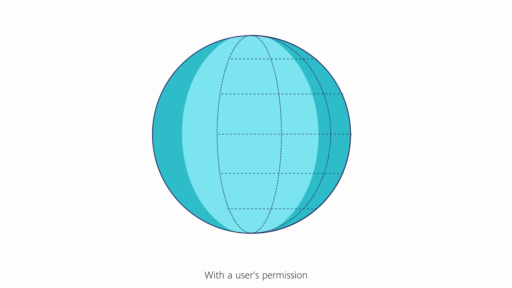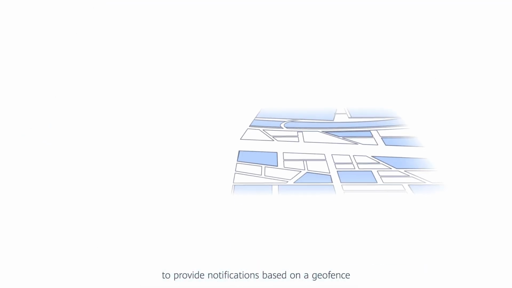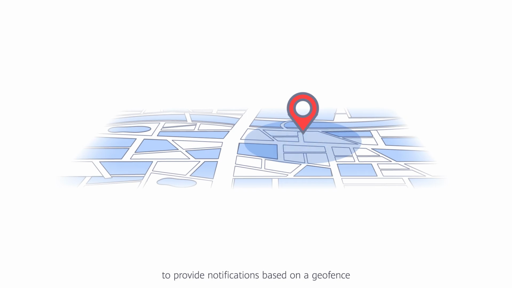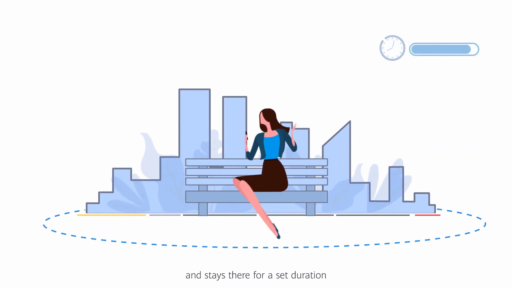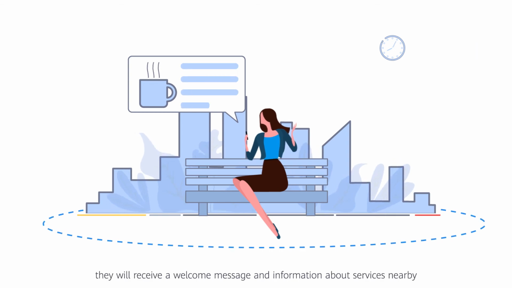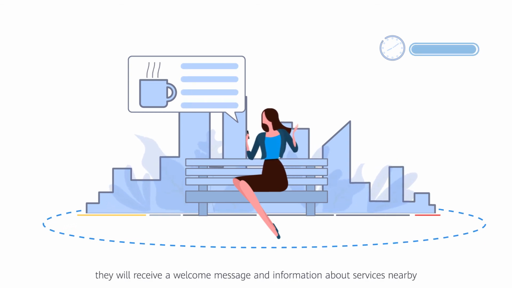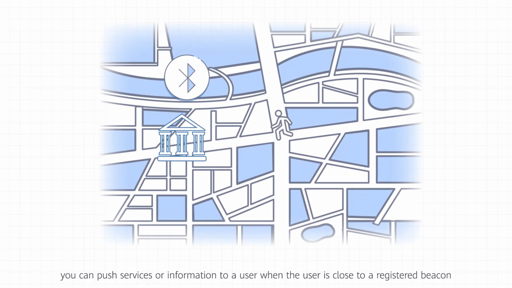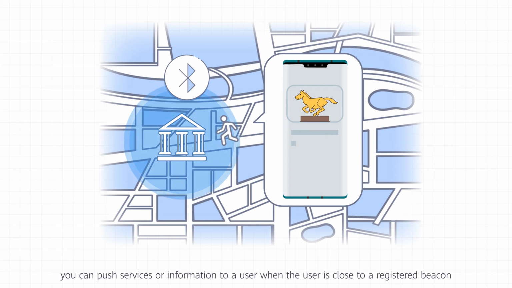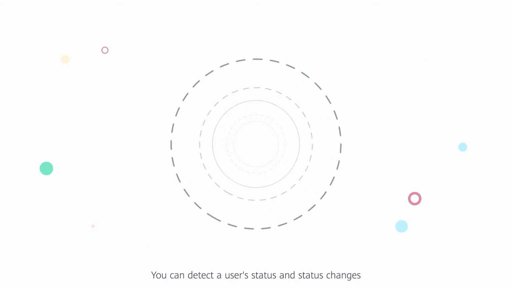With a user's permission, you can obtain their longitude and latitude information to provide notifications based on a geofence. When a user enters a set commercial district and stays there for a set duration, they will receive a welcome message and information about services nearby. With beacon identification capability, you can push services or information to a user when the user is close to a registered beacon.